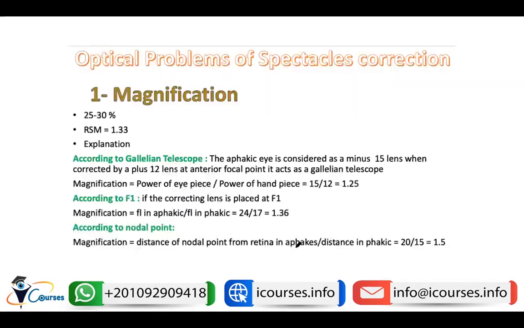But again, why is B the right one? Because we said that one of the problems with spectacle correction is the magnification. So if a patient is wearing a plus 10 diopters at the anterior focal point, this will result in 25 to 30% magnification, or the relative spectacle magnification will be 1.33. This is due to the effect of the plus lens. And this is what happens in case of aphakia.